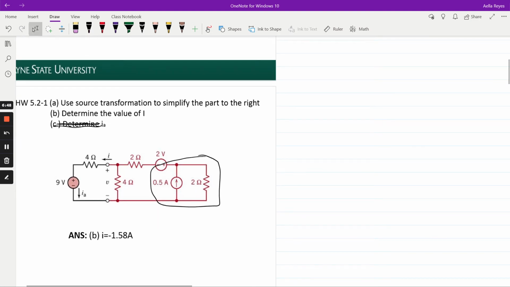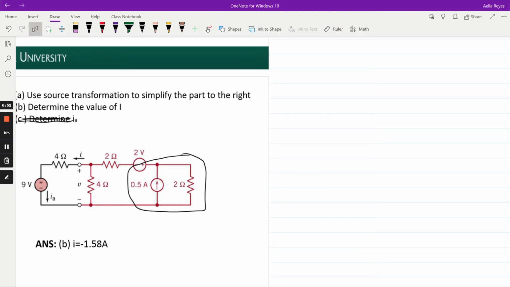So let's do that. To find the new voltage source from this, we're going to take Ohm's law, which is V equals IR, so the current source times the resistor in parallel, which is 0.5 amps for the current source times 2 ohms, which is 1 volt.